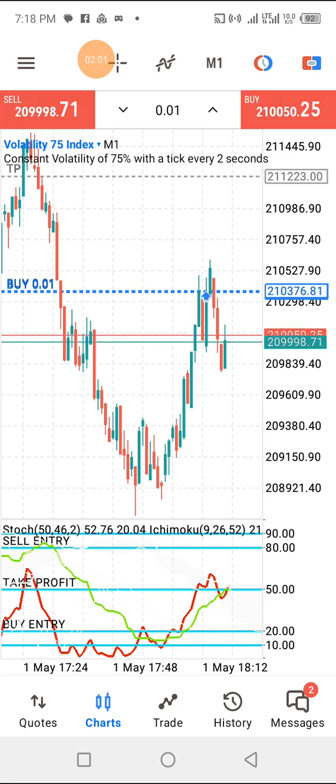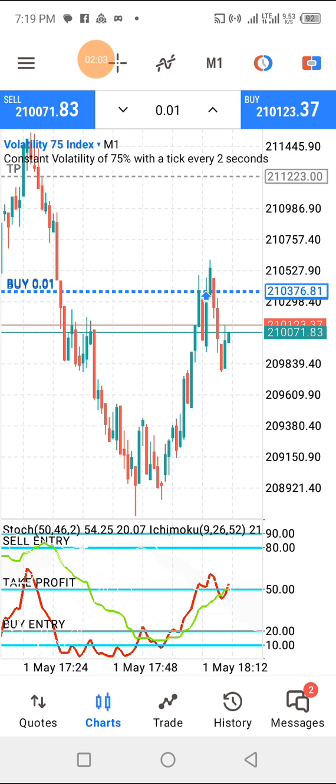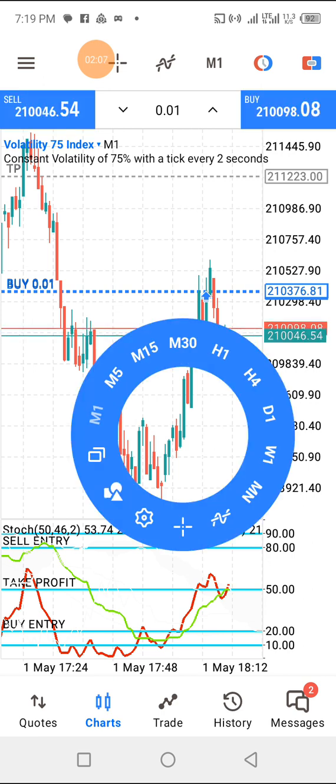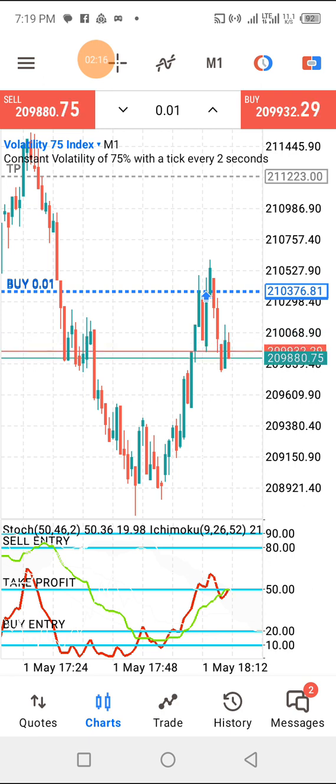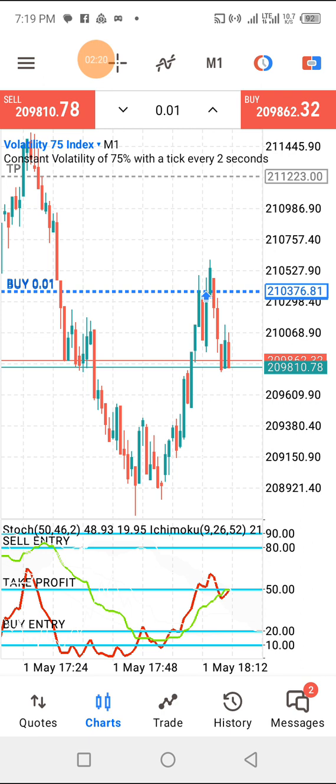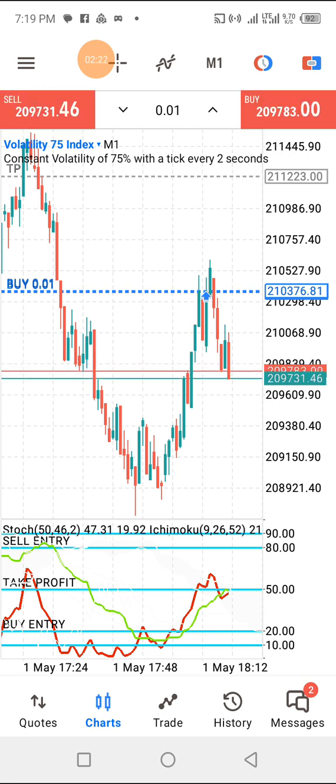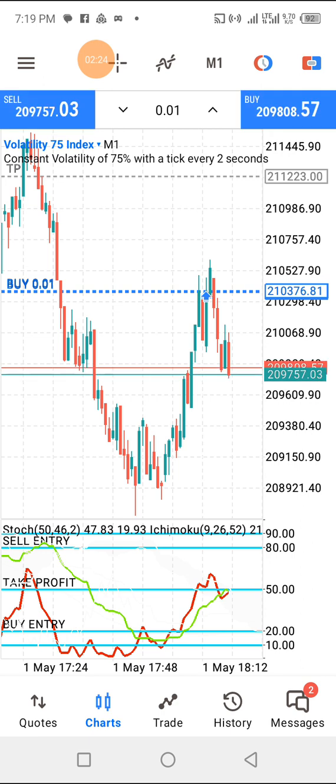Now, this strategy is a 1 minute strategy and it is a scalping strategy. It works on all volatility indices. You can also try it on Boom and Crash. So the idea behind this strategy is that we only want to use it on 2 zones, that means 2 areas, then we exit at level 50.